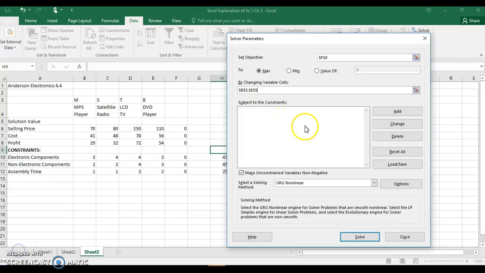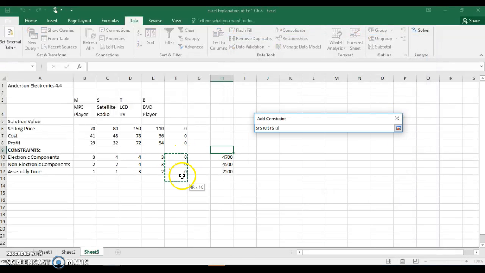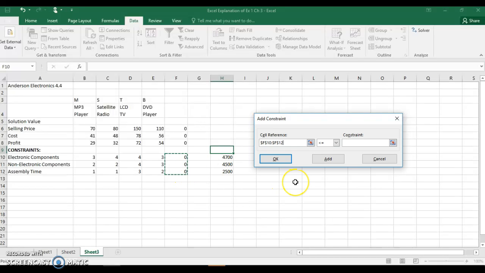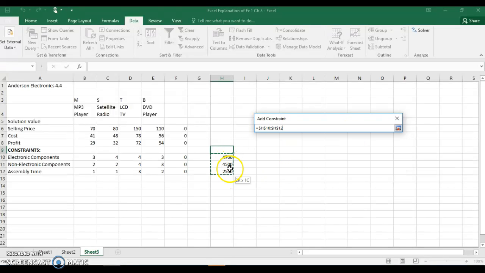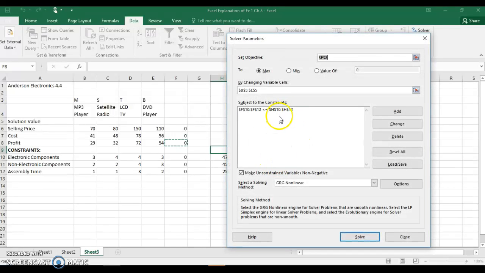And so I need to add in my constraints. I'm going to click add. I'm going to use these three columns. They're all the same symbol, so I don't have to worry about greater than, less than being different. These are all less than or equal to symbols. And in the constraint part, it's these values here. And we're going to click OK. Now I have my constraints. Those are my only constraints here.